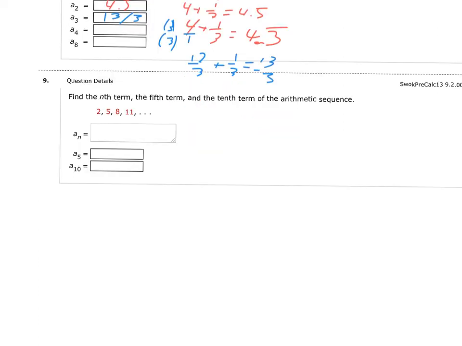All right, now we're going to switch over to arithmetic sequences, and it mentions that right there. And they first want the nth term, which is really the explicit formula.